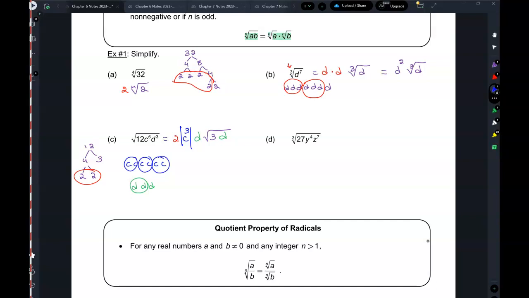Yeah? Okay, Amanda. It's this little number here. So if there's nothing, it's a 2. If there's a 3, it's a 3. Okay, and then next one where I'm going to show you a shortcut.